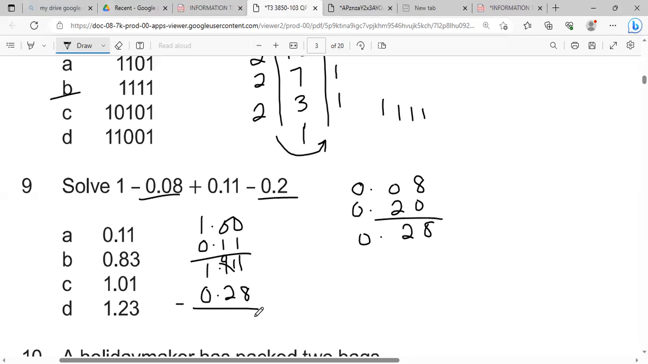8 from that leave 3. 2 from 10 leave 8. So that leaves 0.83. So for number 9, it would have been 0.83.